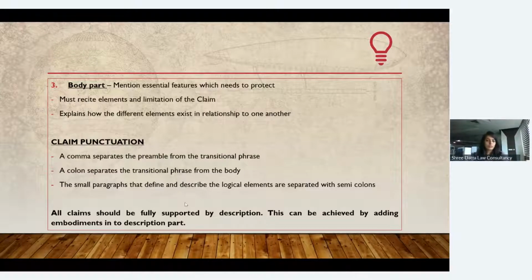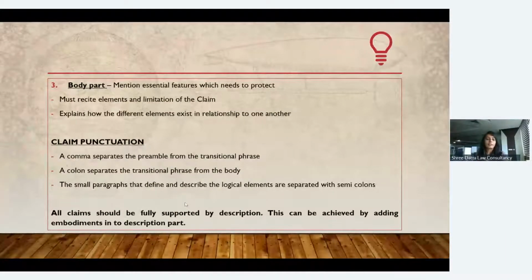Then the claim punctuation will be there. A comma separates the preamble and the transitional phrase, which we use in the dependent claims, that is, "as claimed in claim 1,". Then we keep the comma, so the preamble and transitional phrase will be separated. Then the colon separates the transitional phrase from the body. So, "composition comprising:" colon, then the whole body will be there. So the colon always separates the transitional phrase from the body.